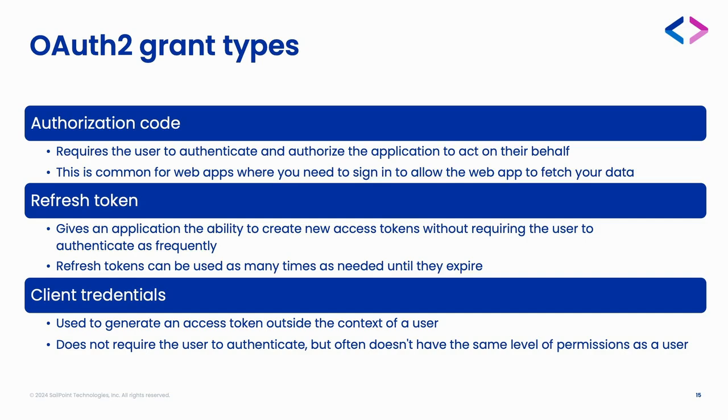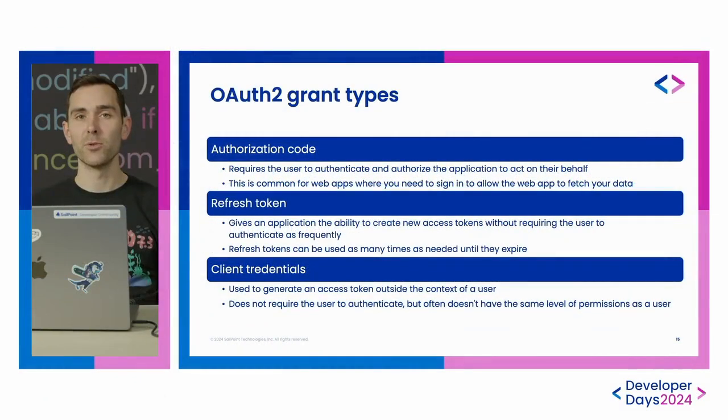Now, the authorization code grant type is typically used for web applications where you're allowing a web application to act on behalf of a user. If you've ever used, like, an iPhone app for Dropbox, typically that app would use something like an authorization code grant type. So you would log into the app, and that app can then perform API calls on your Dropbox account as you. And so that's kind of an example of what an authorization code grant type is. There's the refresh token grant type.